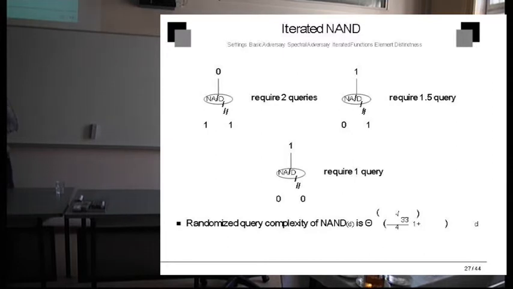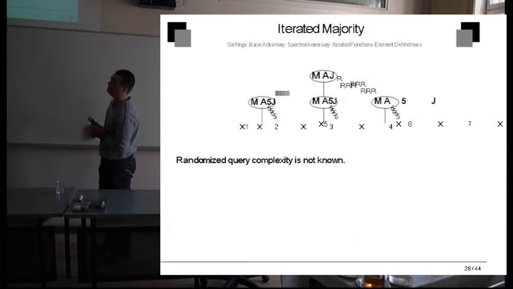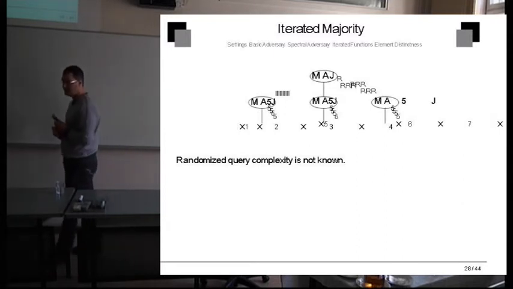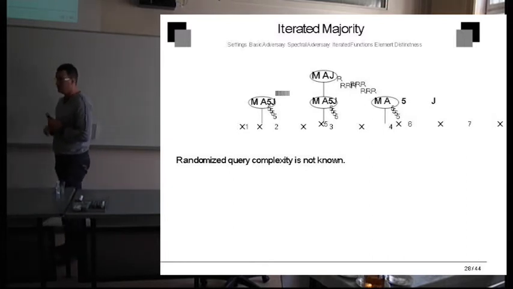Okay. But if we replace NAND with a majority on 3 elements, then no one knows what the asymptotic behavior of the randomized query complexity is. So there are no matching lower and upper bounds. Okay, but even for this simple function, it's not known.